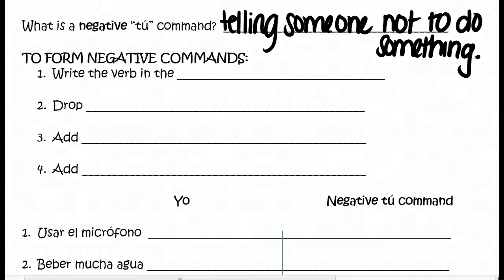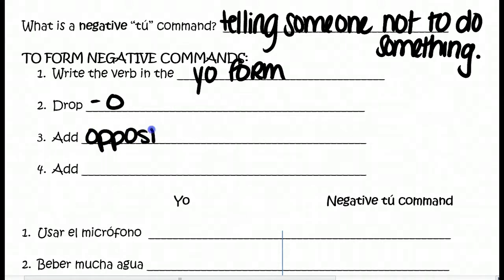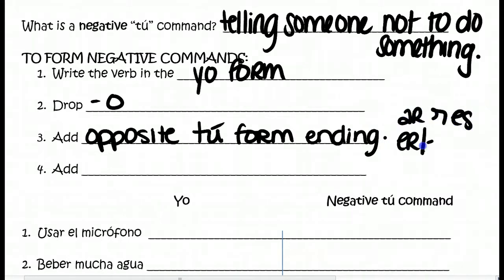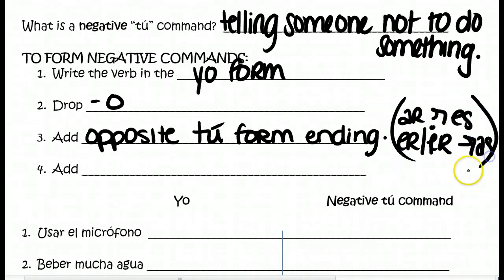So we have a couple of steps. The first step is to write the verb in the yo form. This is kind of like how we form usted commands. Then you're going to drop the O from the yo form of the verb and add the opposite tú form ending. So if it's an AR verb, you're going to add ES. And if it's an ER or an IR verb, you're going to add AS. Then you need to add no before your command.